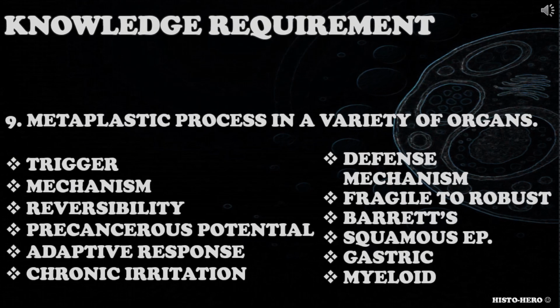The ninth knowledge requirement is for you to know the metaplastic process in a variety of organs. What is metaplasia? What can cause metaplasia? Consider the key aspects of the metaplastic process that starts with a trigger like chronic irritation, inflammation, or injury, a mechanism like genetic reprogramming, reversing of the process if the irritant is removed, where tissue can return to its original state, precancerous potential as metaplasia is a known precursor to dysplasia and neoplasia, and adaptive response of the tissue, a defense mechanism, change from fragile to robust tissue type. Also consider tissue-specific examples like Barrett's esophagus, squamous metaplasia, gastric intestinal metaplasia, myeloid metaplasia.